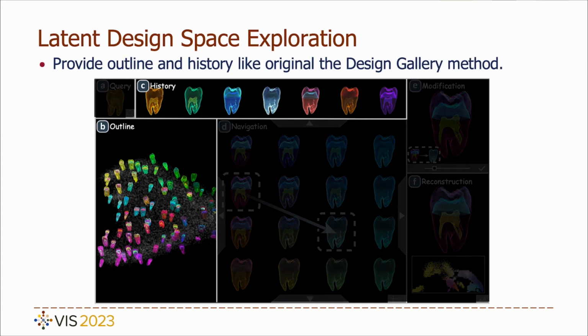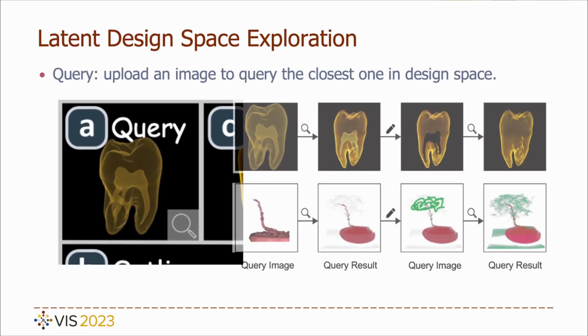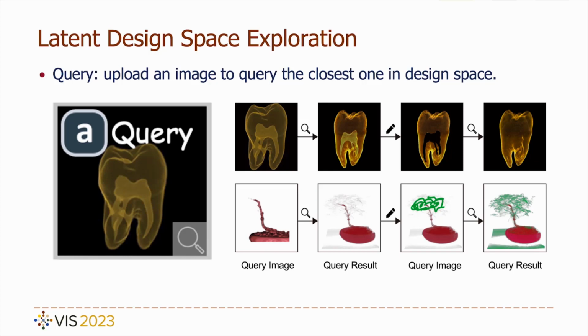Similar to the original design gallery method, we provide the users with an outline view and a history view. The query view allows users to upload an image to query the closest design. To achieve this, we use the encoder to map this image to a latent code in the latent design space. For example, we can use an arbitrary DVR image as input to obtain the similar design. Then we can even make some simple hand drawing on it and query again to obtain the corresponding new design.